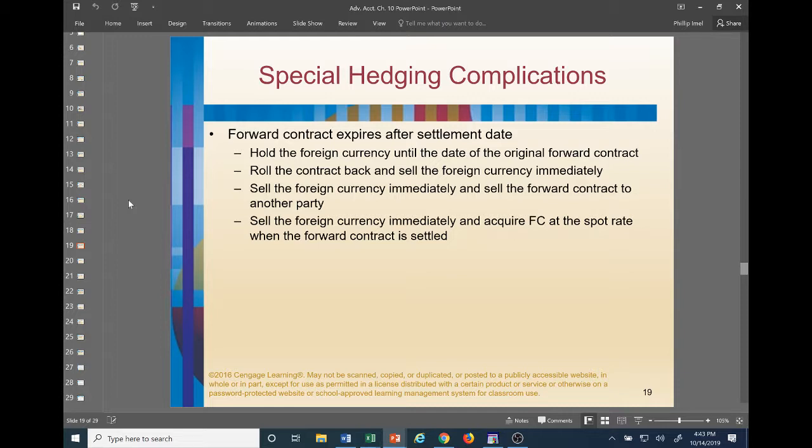So what about the forward contract expiring after settlement date? In this case, we're going to hold the foreign currency until the date of the original forward contract, roll the contract back and sell the foreign currency immediately, sell the forward contract to another party, and then acquire the foreign currency at the spot rate when the forward contract is settled.